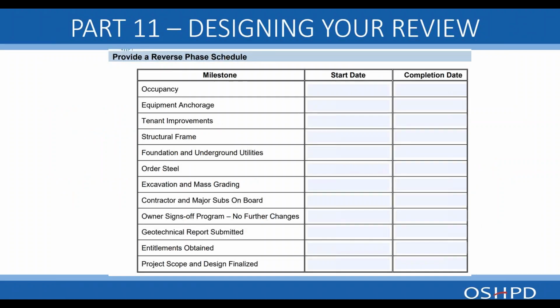You want to consider the reverse phase schedule and look at that. That kind of gives you an idea of where you see occupancy needs to be and where project scope and design finalized is, which may help determine what kind of review you need and how you need to break this down to get this project accomplished in the time needed.